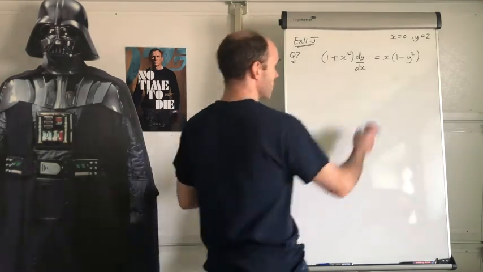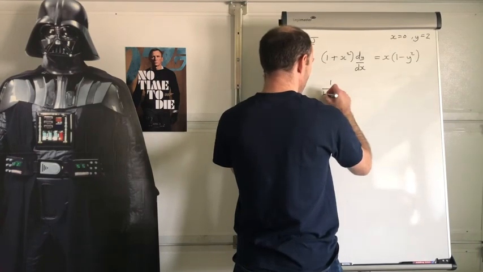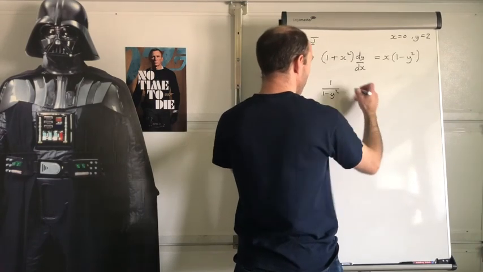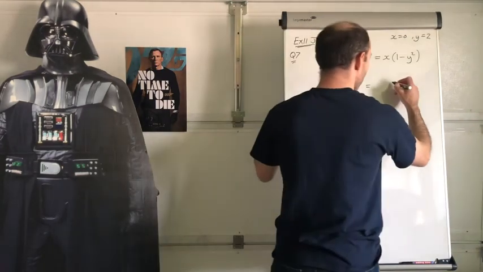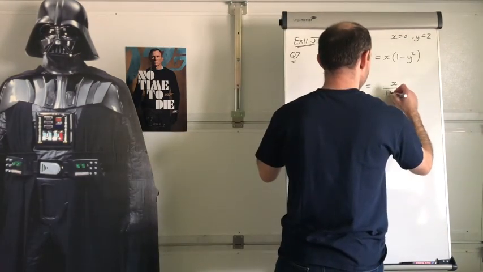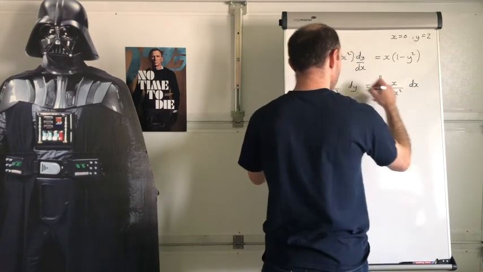So let's put all the y's onto that side. So that's 1 over 1 minus y squared dy. And let's put the x terms onto that side. So we'll get x over 1 plus x squared dx. And then we'll just integrate both of those.